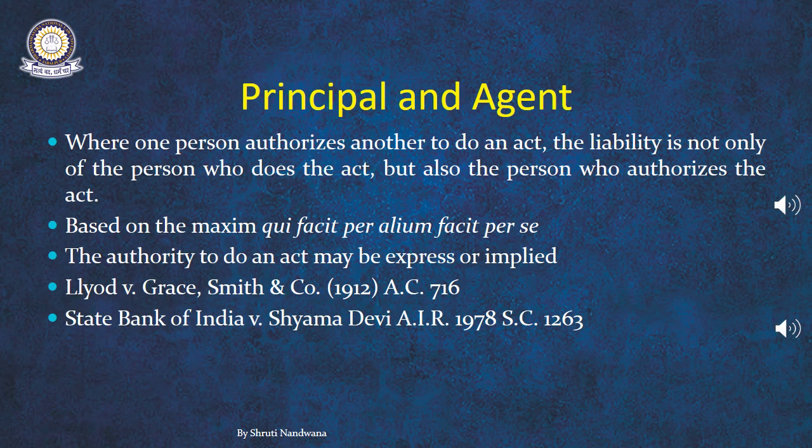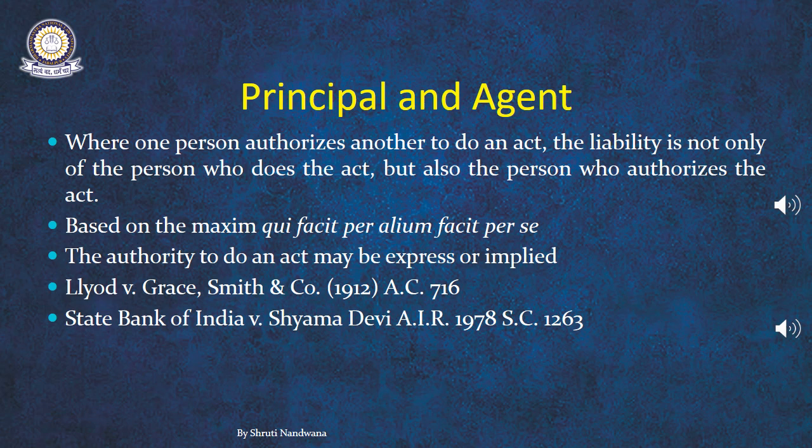Having understood the concept of vicarious liability in case of master-servant relation, let's move on to a very similar and easier topic, that is principal agent relationship. Here, the vicarious liability of a principal is based on the maxim qui facit per alium facit per se. That is, one who does an act through another does it himself.